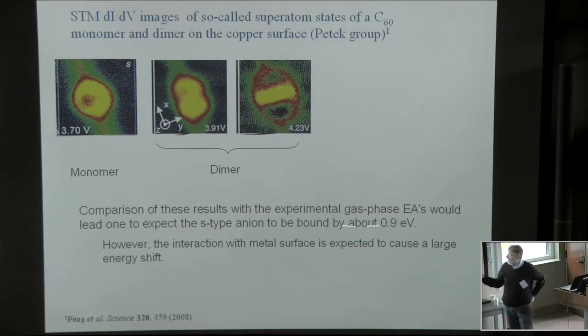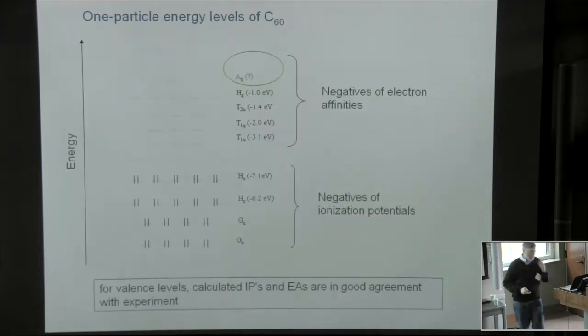But this is on a copper surface. There's a significant interaction between the copper and the C60. There's going to be an image potential effect. The fact that you can see these on a metal surface doesn't tell you that they're going to be stable in the gas phase molecule. So that's what we took on as a challenge.